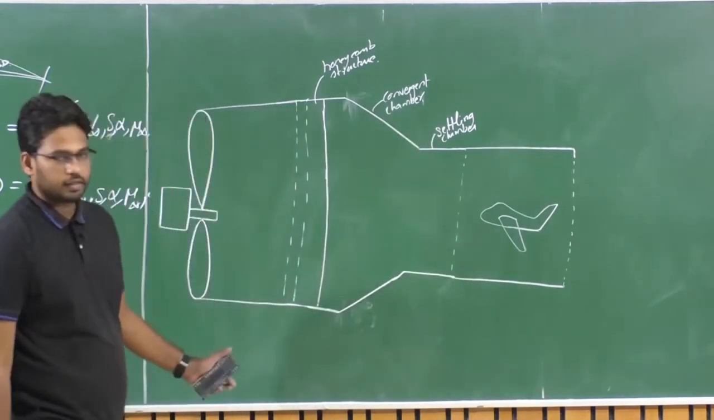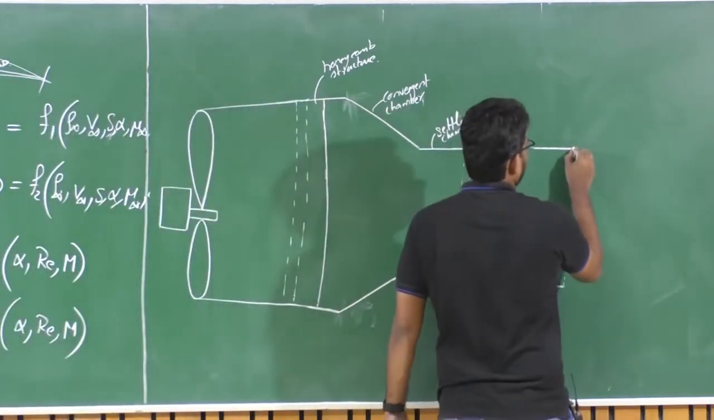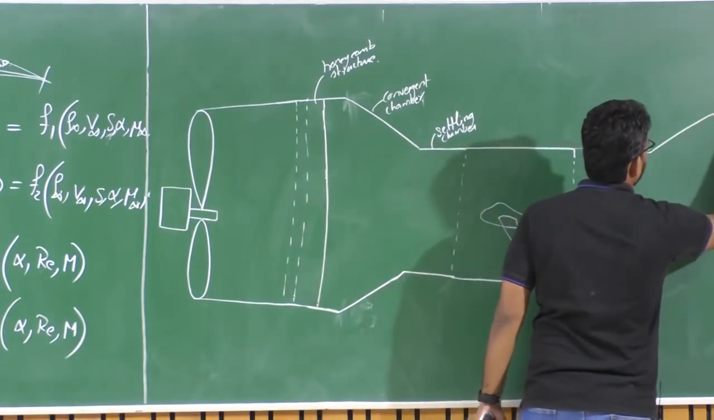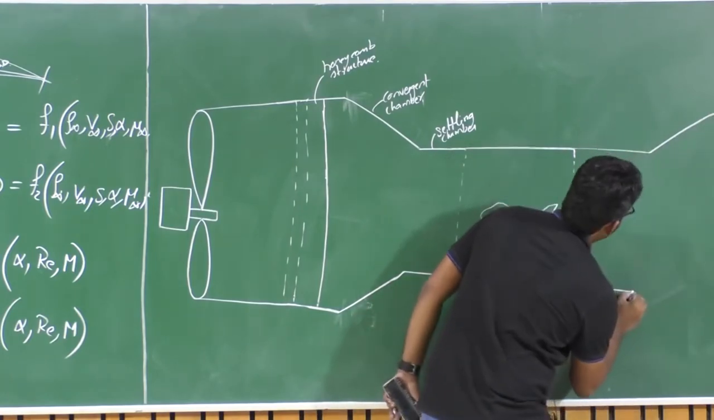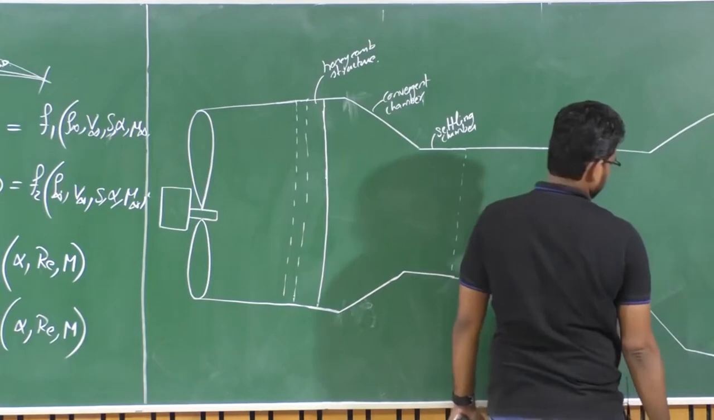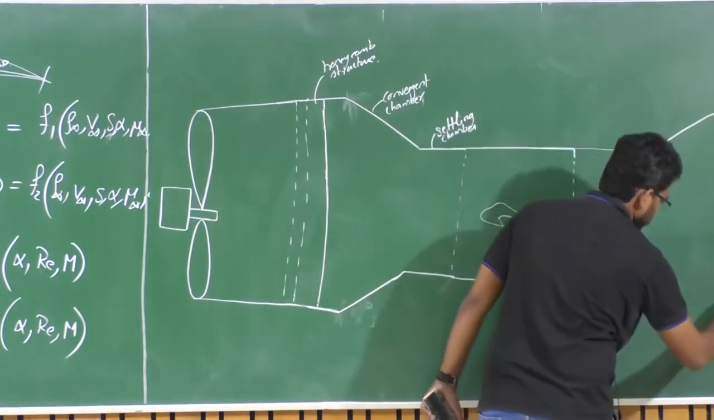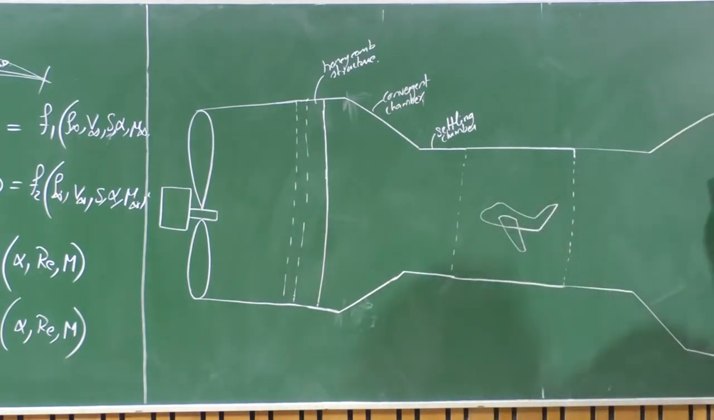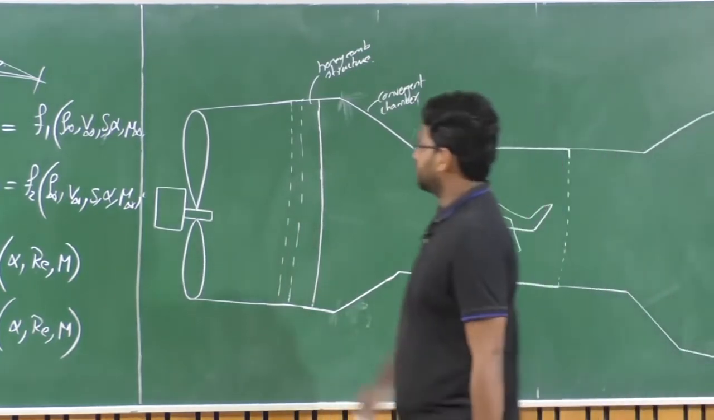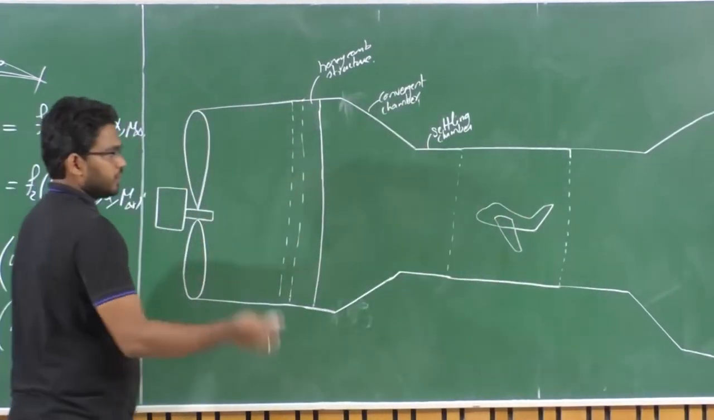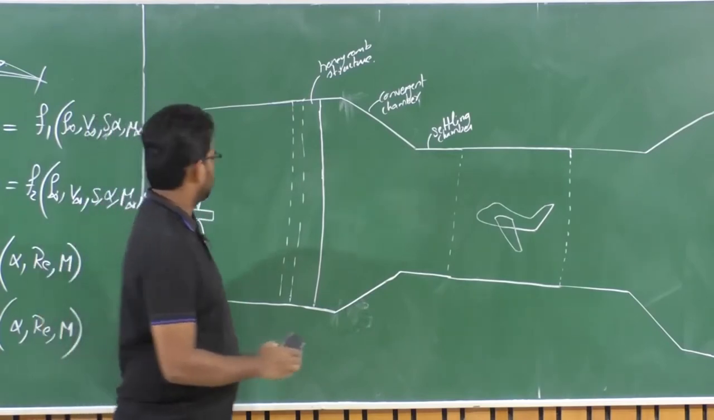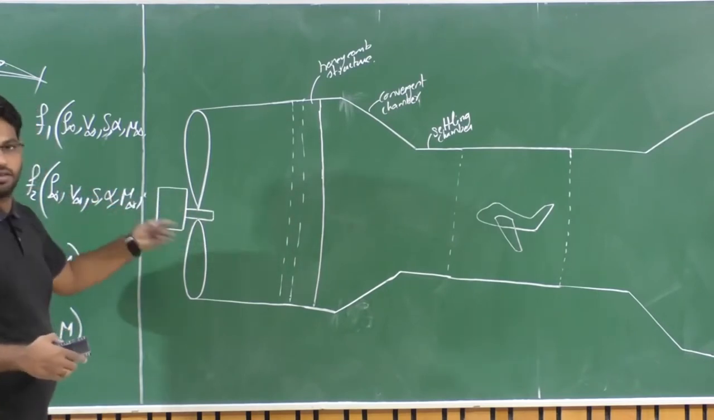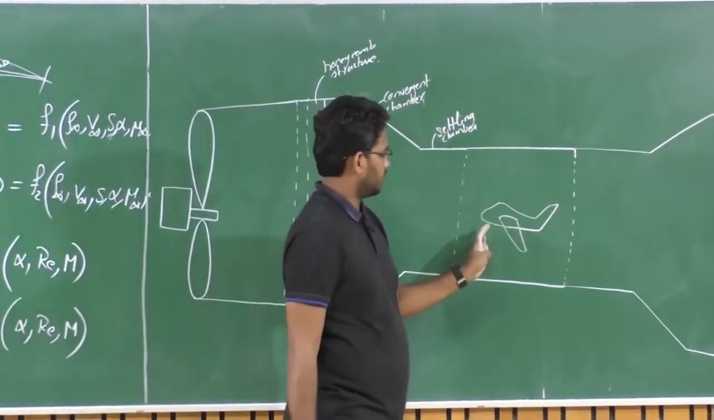Perform the testing. So let us say this is the test section, followed by it you'll have a diverging chamber, right? So this particular setup runs the air at the desired speed. Now we can vary the RPM of this motor so that the air inside will run at different forward velocities, that is, with the aircraft faces, right?